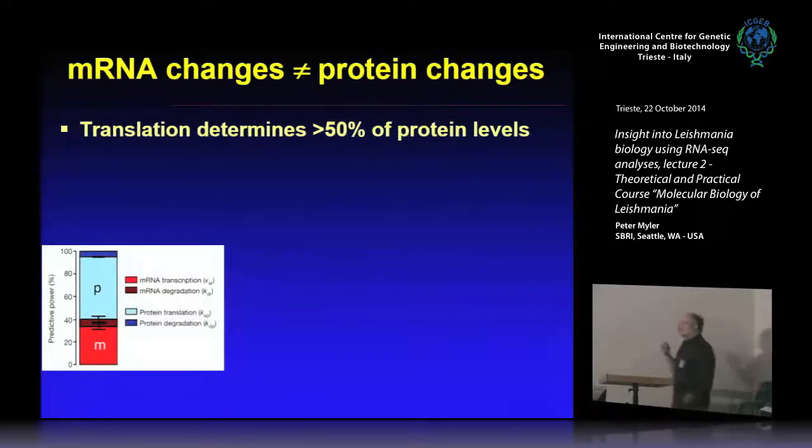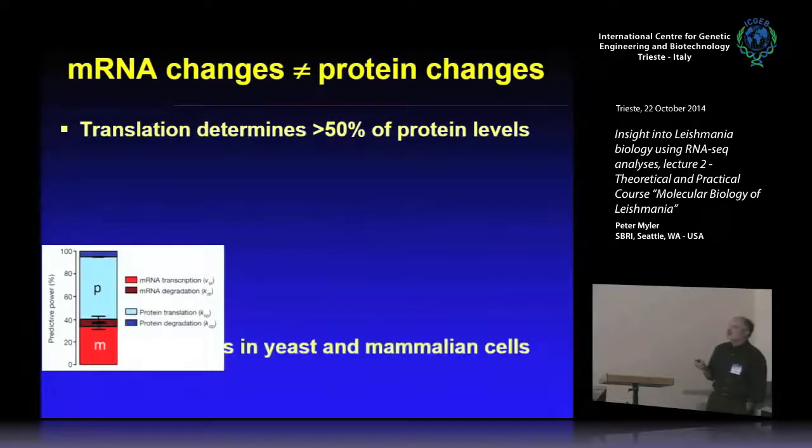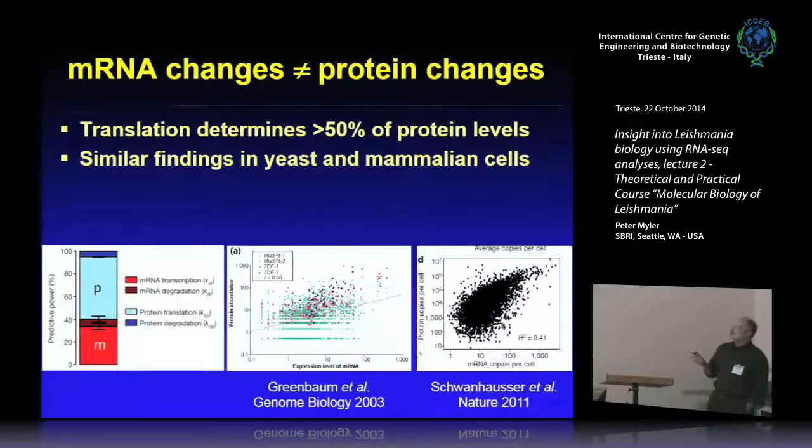So what I should tell you is that in other systems, in higher eukaryotes, studies now are finding that changes in translation are accounting for more than 50% of the changes in protein level. So really looking at the RNA only shows you less than half of the story. And this happens both in yeast and in mammalian cells. So there's really not a very good relationship between RNA level and protein levels, is the take-home message in other cells.